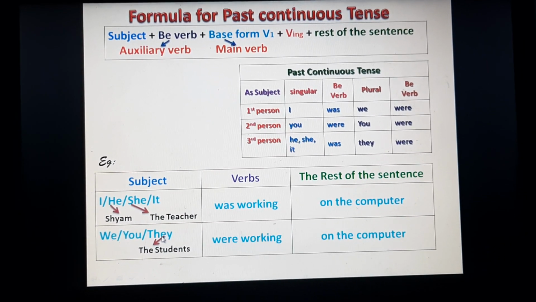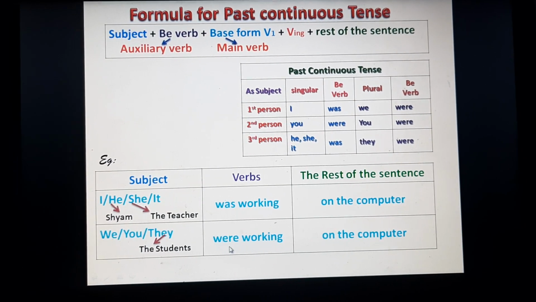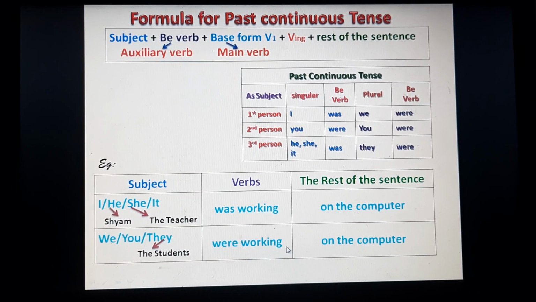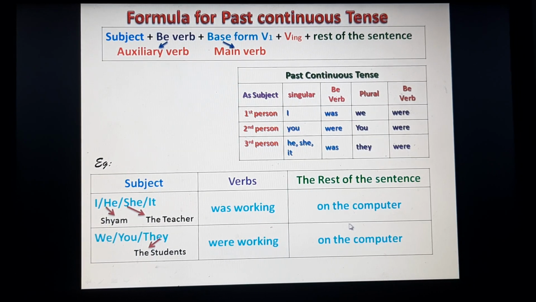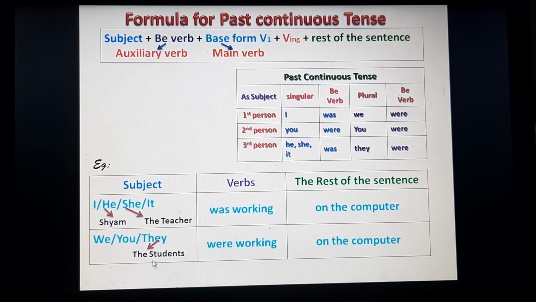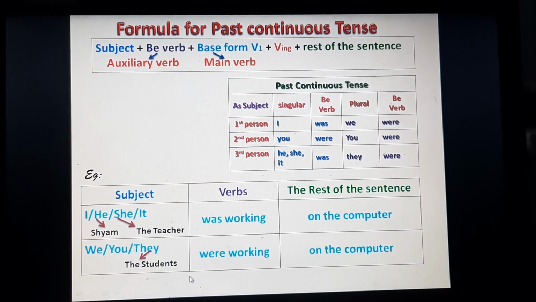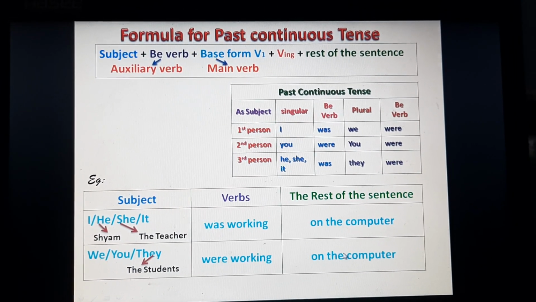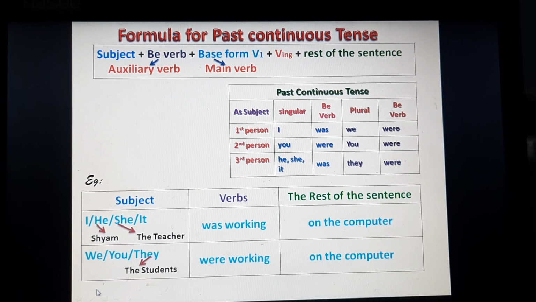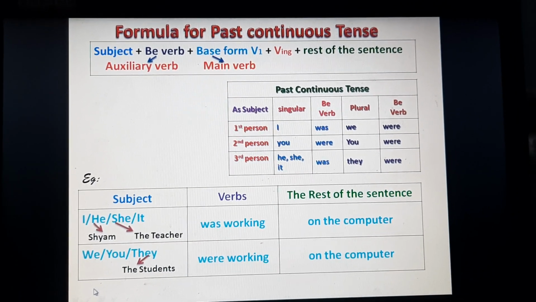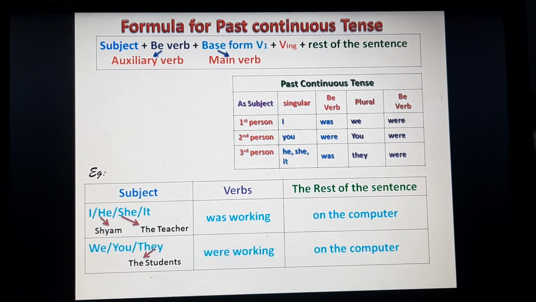They, third person plural. The be verb is were. Main verb is work plus ing. They were working on the computer. We can substitute it with the noun. Instead of they, we can say the students were working on the computer. I think you have understood the past continuous tense, children. I shall see you in the next class.